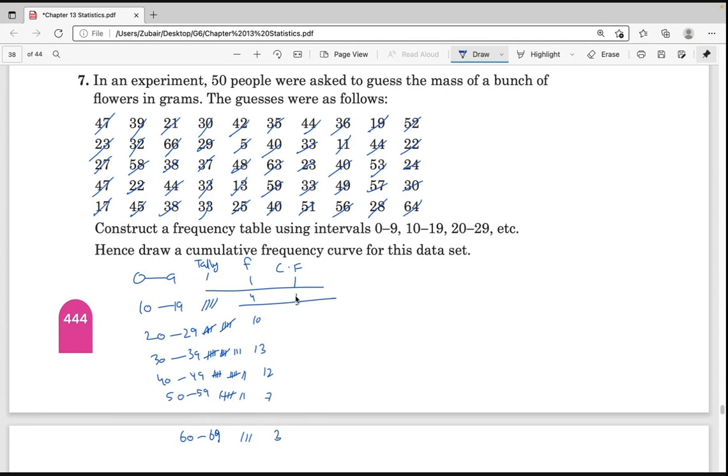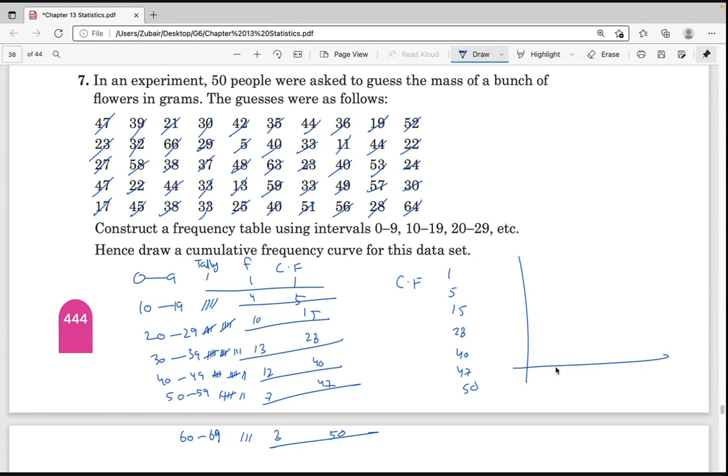1, 5, 15, 28, 40, 47, and 50. Cumulative frequency, I'm writing it separately. And when we draw this, we'll have 0 to 9, then 10 to 19, 29, 39, 49, 59, 69, and so on.